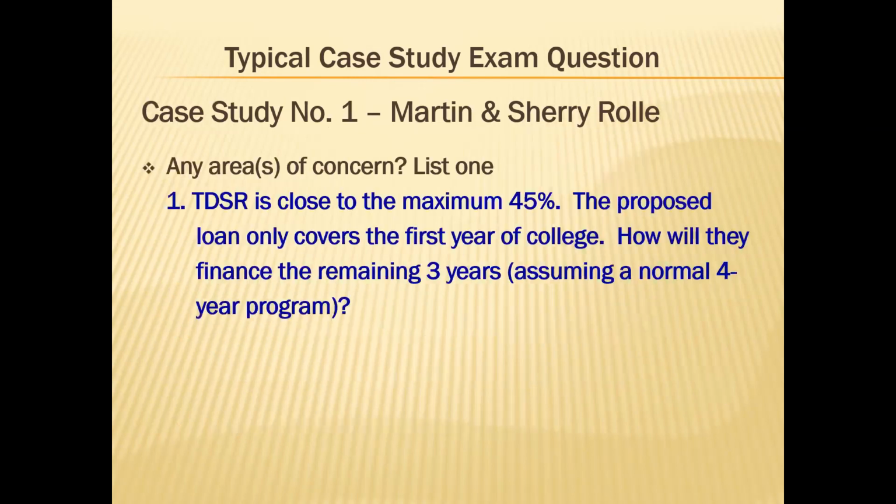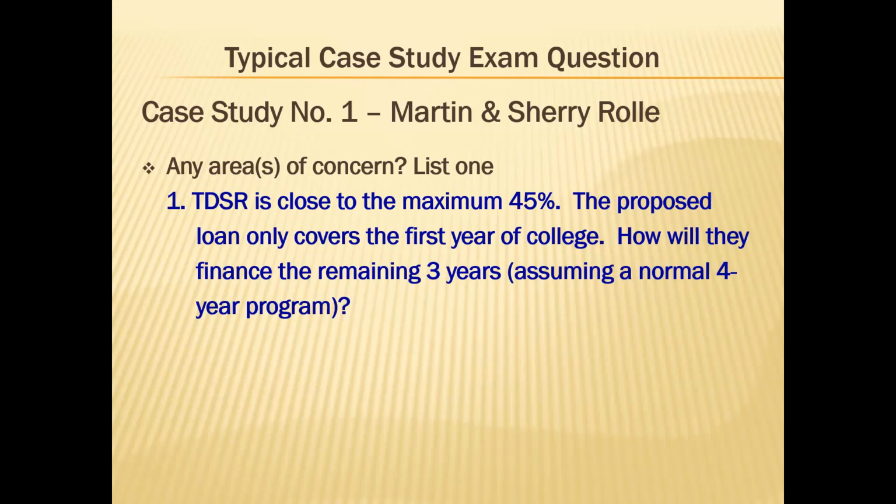So again, like you said, the TDSR is close to the maximum, and the concern about that is that the proposed loan only covers the first year of college, and we did a little discussion about how they will finance the remaining 3 years, assuming a normal 4-year program. And we talked about some things. Maybe there was a scholarship in the making, and they had to take care of the first year until the scholarship clicks in, and some other things we looked at discussing. But that would be a question that you would want to address with the borrowers. Okay, your areas of concern.